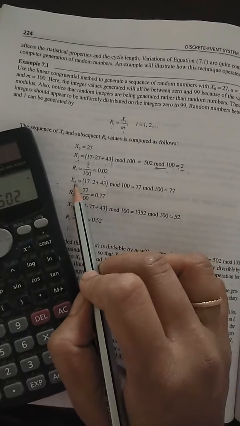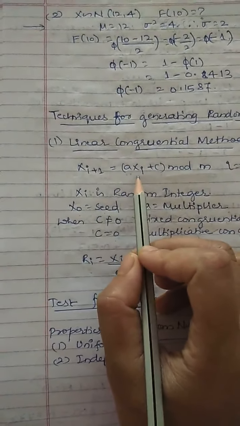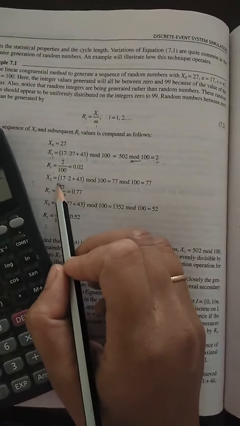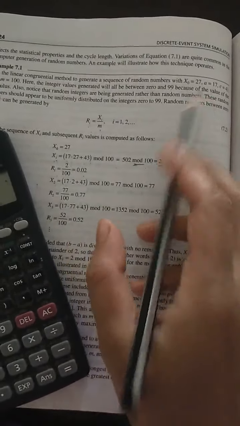Next we are having x2. So x2 is equal to what formula we are having? We are having a is equal to xi plus c mod m. So what xi value are we having here now? A is 17, already given here.